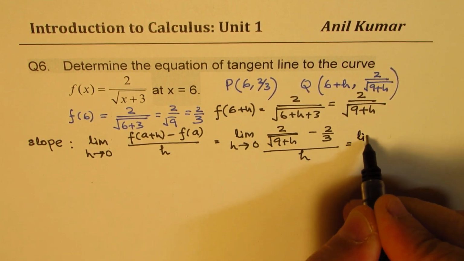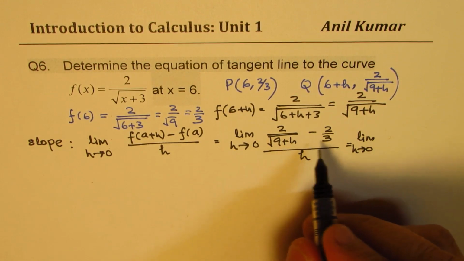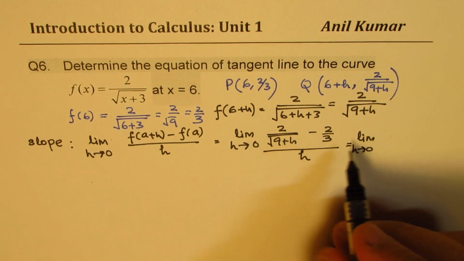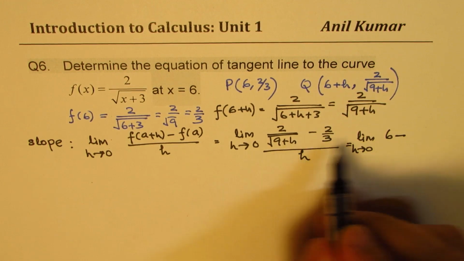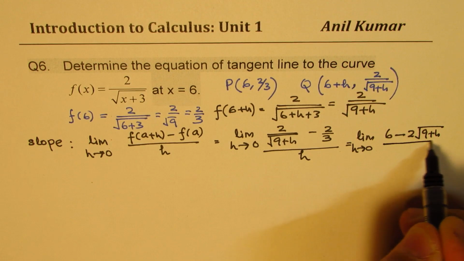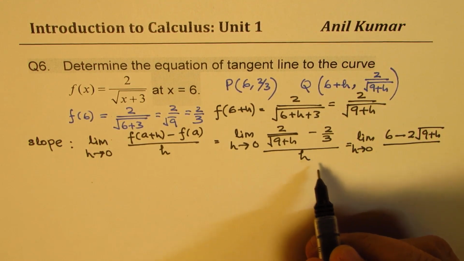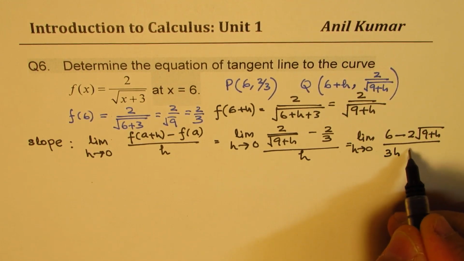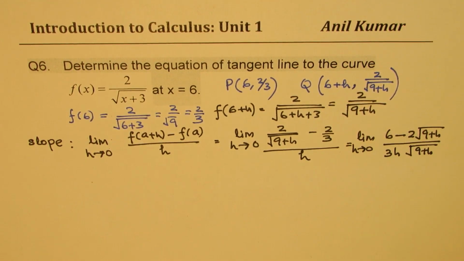Now to find this limit, let's cross multiply and simplify this particular expression. So we get limit h approaches 0, and when you cross multiply, you get 2 times 3 is 6, right? So we could write this as 6 minus 2 square root 9 plus h over, all this comes in the denominator, 3 times h times square root of 9 plus h. Does that make sense to you? So that is what you get.